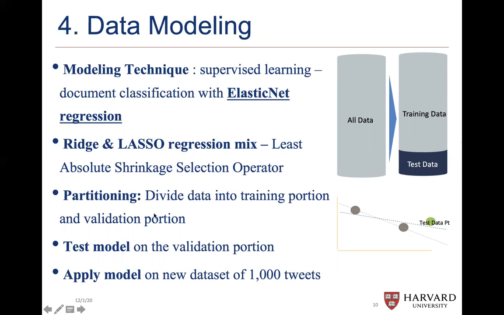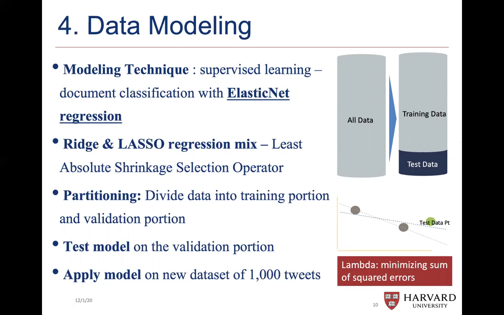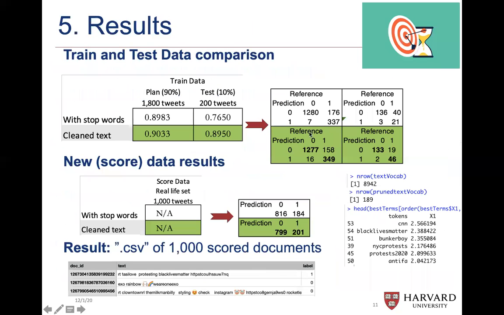It's this figure here, the test model. We tested, again, on the validation portion of 200 tweets, and then at the end, we will apply it on the new data set of 1,000 tweets to see how it operates, how it can predict on tweets that the model has never seen before. So again, lambda, minimize sum of squared errors. That's how ridge works.